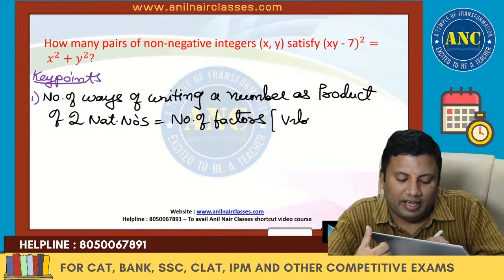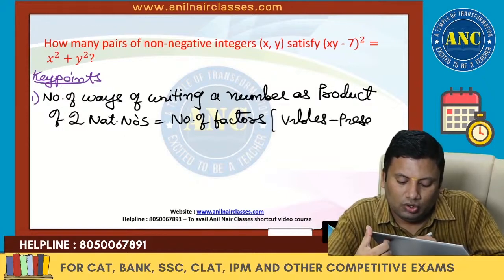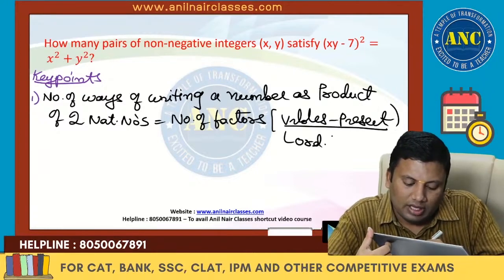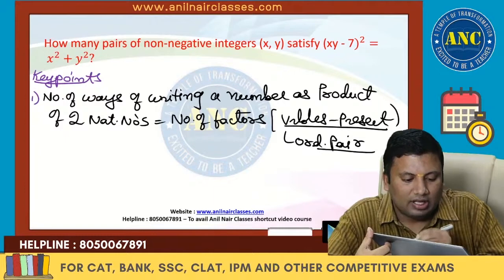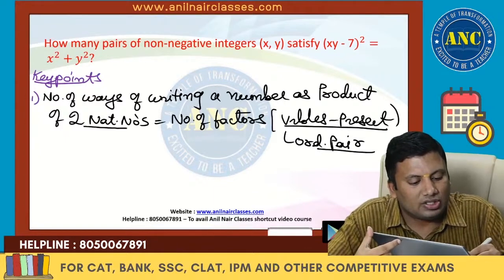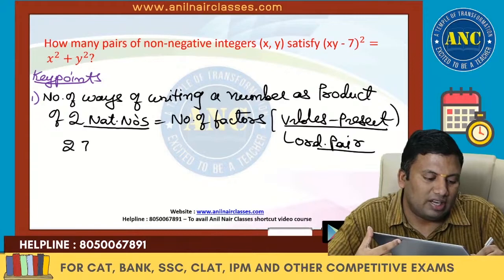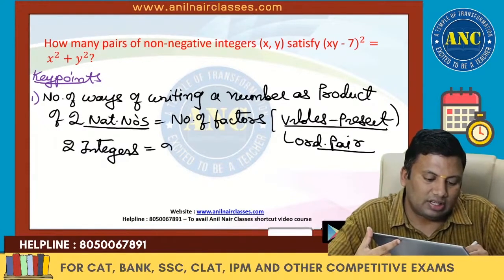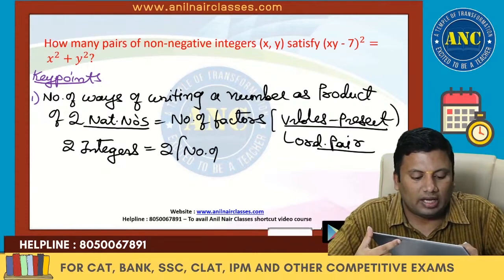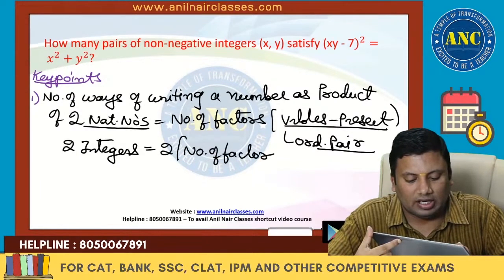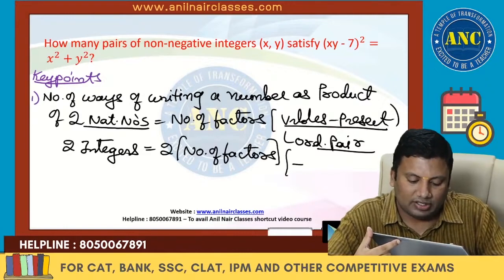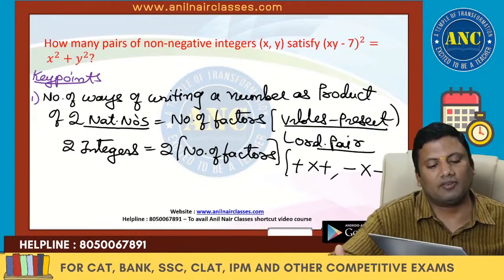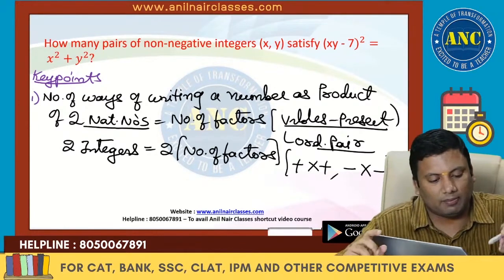Wherever variables are present in the question, use this logic. If variables are present in the question, this is nothing but an ordered pair of two natural numbers. Suppose it is two integers, this is nothing but 2 times the number of factors. Positive into positive is one way, negative into negative is another way. That's why it is 2 times the number of factors.